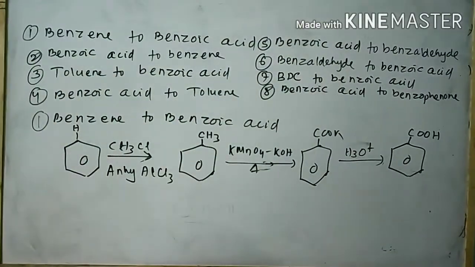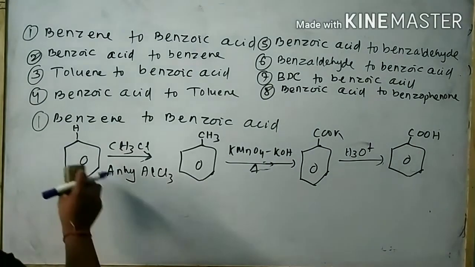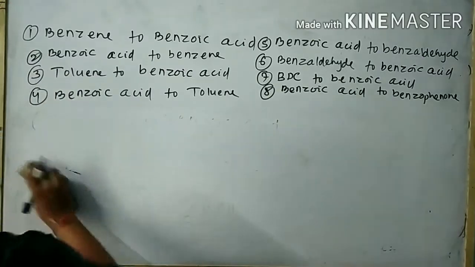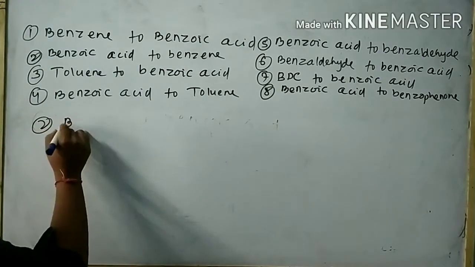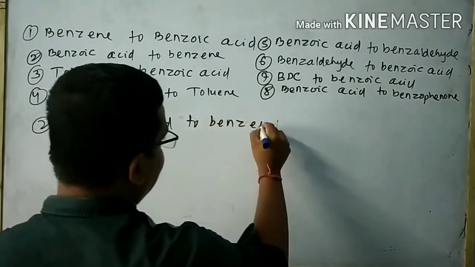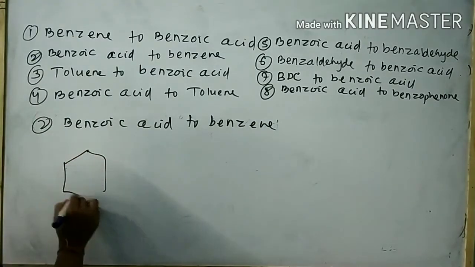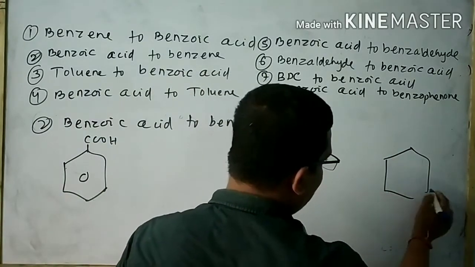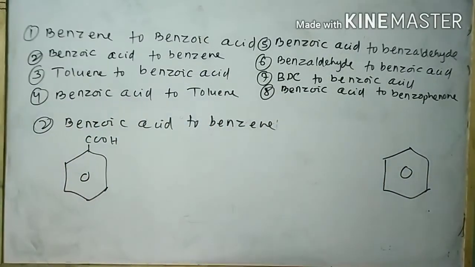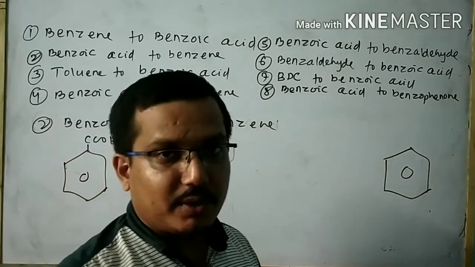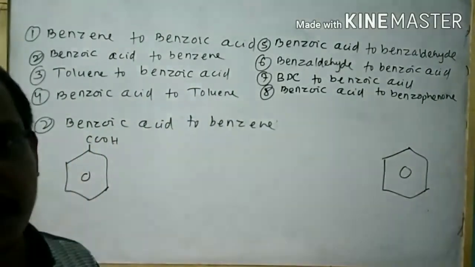Next I will discuss question number 2, benzoic acid to benzene. This is the structure of benzoic acid and this is the structure of benzene. There is a loss of carbon atom. This is one type of descending type of reaction. Here the Dumas method must be applied.